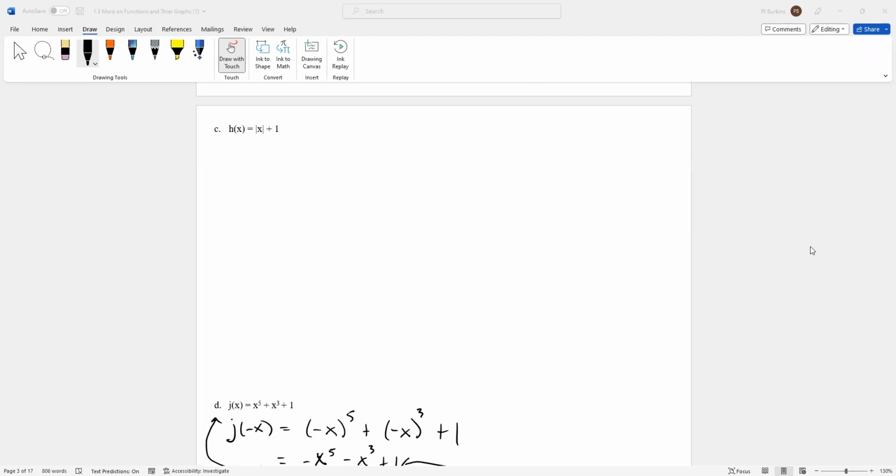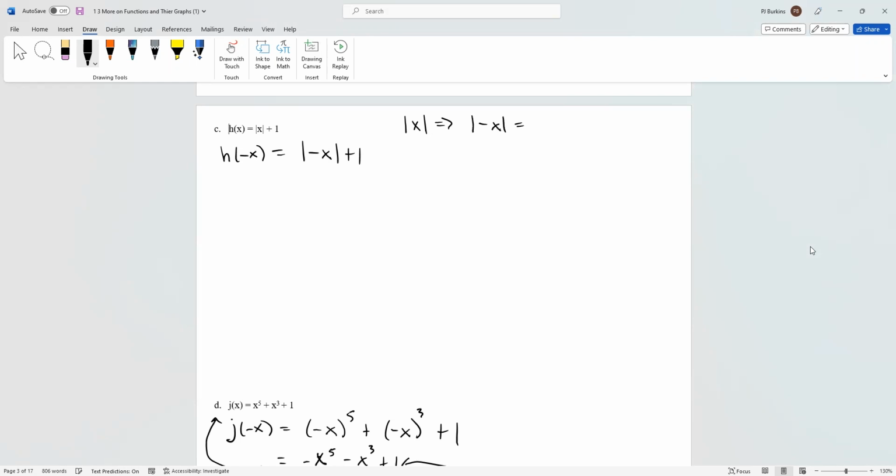All right. So let's go back up to C here. And we need to think about what the absolute value function does. So absolute value of x. So remember, we need to do h of negative x, which is absolute value of negative x plus 1. Well, if we do the absolute value of negative x, that's really going to be -1 times x inside the absolute value. And another way to think of that is the absolute value of -1 times the absolute value of x.